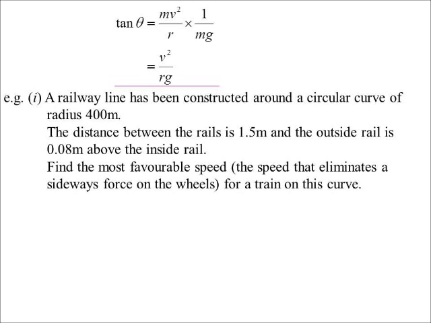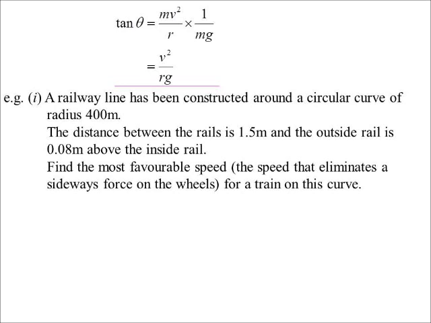Our railway line, circular curve, 400 metres. We know the distance between the two rails is 1.5 metres. And as far as the banking goes, the outside rail's 0.08 metres above the inside rail. We want to know how fast to go round to eliminate that sideways force, so we're not going up or down, we'll stay on the tracks. And next time you're on a train, just think of that train driver who's sitting there with his extension 2 maths going, right, for this corner, I've got to work it out. All right, that's the speed I'm going to travel at.